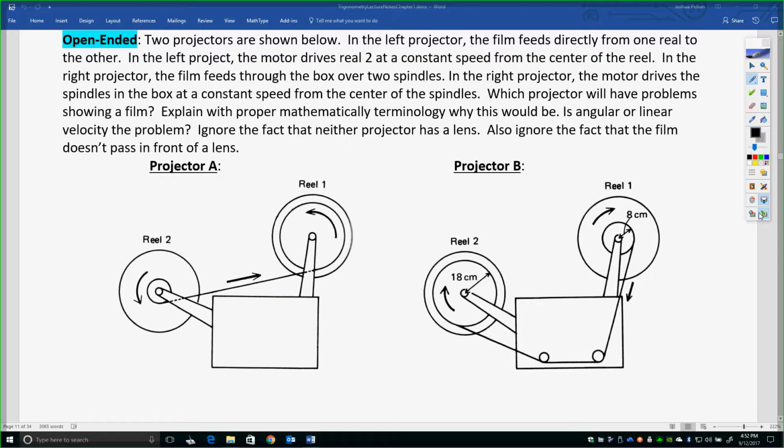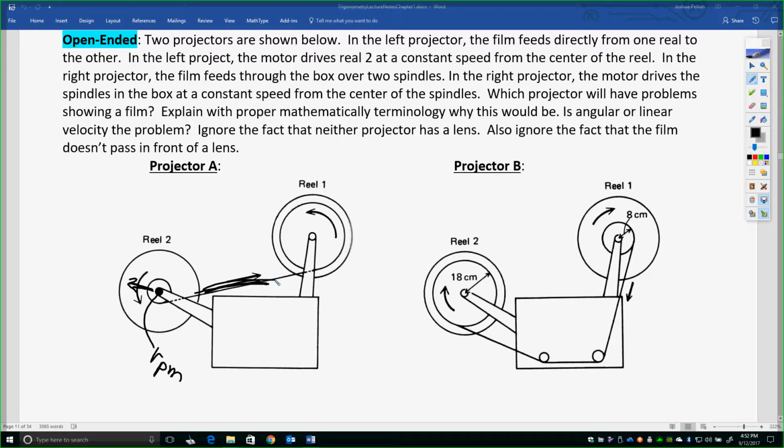Okay, so projector A is in fact the one that's incorrect because it feeds from the reel itself to the other reel. And as a result, this reel keeps a constant RPM, but the film itself is changing radius. So as a result, the RPMs, or angular velocity, will stay the same, but the linear velocity is going to continually change with the radius of the film. Therefore, the rate at which it shows will change, so the video will appear to be faster and slower at parts depending on the radius of that film.